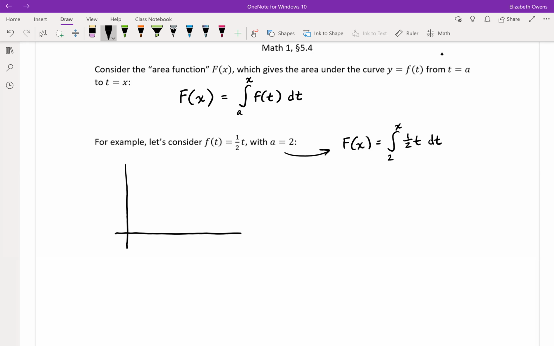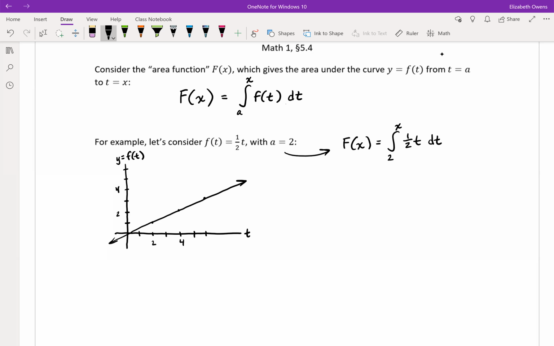So let's set up some axes here. And put in our line, slope of 1/2, intercept of 0. So that is what our function looks like. f of t equals 1/2 t. So there's t, and then y equals f of t.